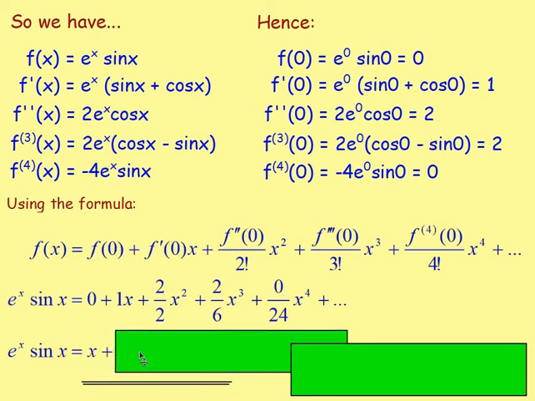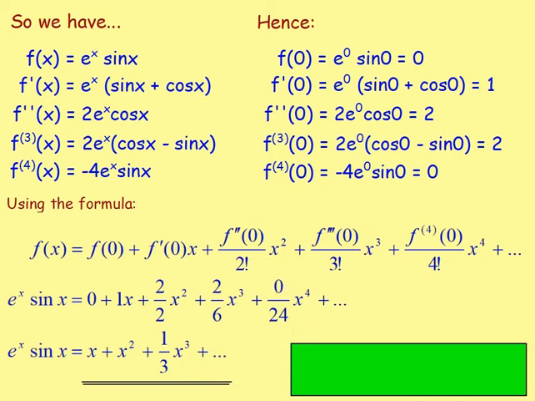It starts off with 1x, which is just x. 2 over 2 is 1, so we've got 1x squared. 2/6 is the same as 1/3, so we have 1/3 x cubed. And 0 over 24 is 0, so we've got 0x to the power of 4. So that there is our answer.